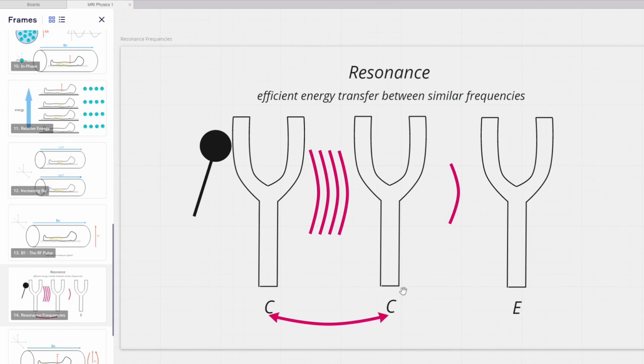If you do the same thing and you hit the patient's head with the C tuning fork, and then you put that tuning fork next to an E tuning fork, you're going to get minimal, if any, corresponding vibration of that E tuning fork. And the reason is that these are different frequencies. They will resonate at different frequencies. This is why this whole thing works. It's this idea of resonance. And again, resonance is the concept that you can efficiently transfer energy between things of similar frequencies.